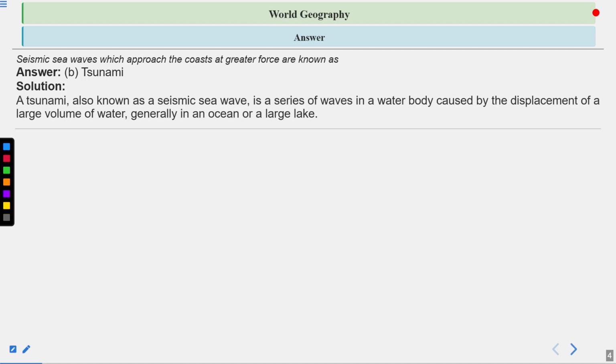A tsunami, also known as a seismic sea wave or harbor waves, is a series of waves in a water body caused by the displacement of a large volume of water, generally in an ocean or a large lake. Tsunami generally forms because of different activities, especially earthquakes. Generally, an earthquake that happens beneath a sea or a lake causes the tsunami. Other than earthquakes, it can also be caused by landslides in the coastal areas, and by volcanic eruptions beneath the sea. So these are some of the reasons why tsunamis can occur, and the seismic sea waves which approach the coast at greater force are famously known as tsunami. Tsunami is a Japanese word for harbor waves.